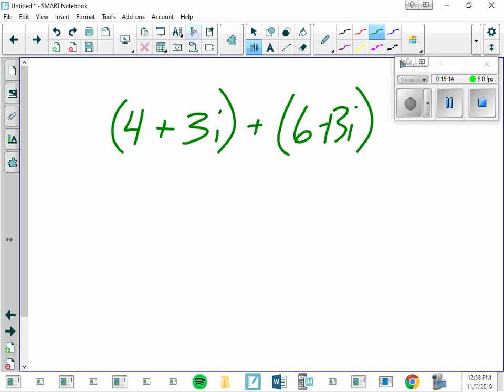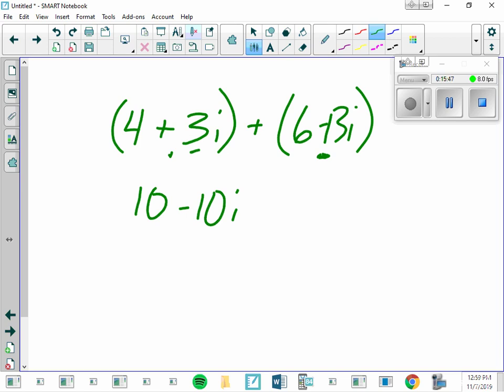So if I take this number, 4 plus 3i, and I add it to 6 minus 13i, what's my new number? 4 plus 6 is 10, and 3i minus 13i is negative 10i. It's a negative, I didn't draw it very well, but it says negative 13i. Yeah, it doesn't look very good.